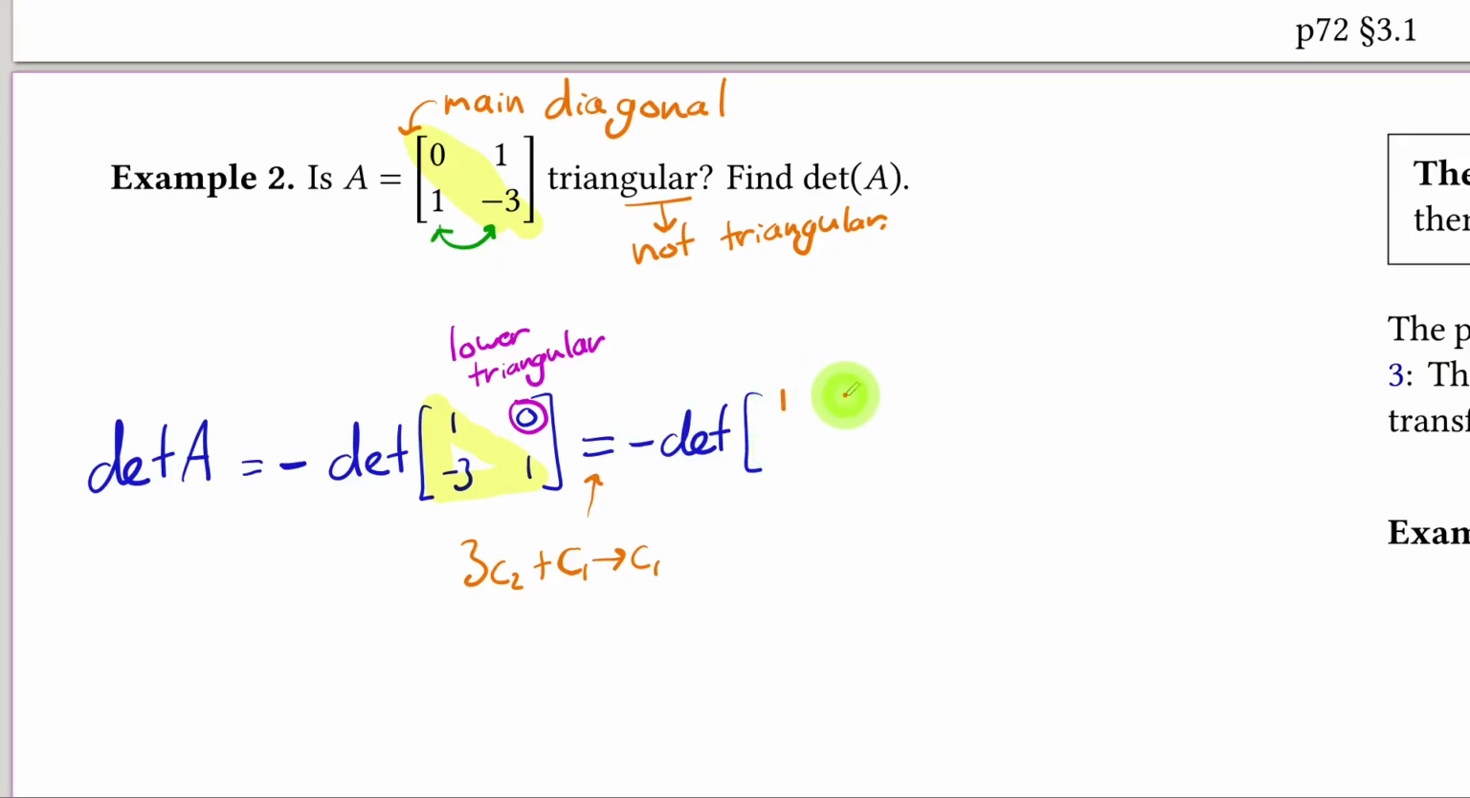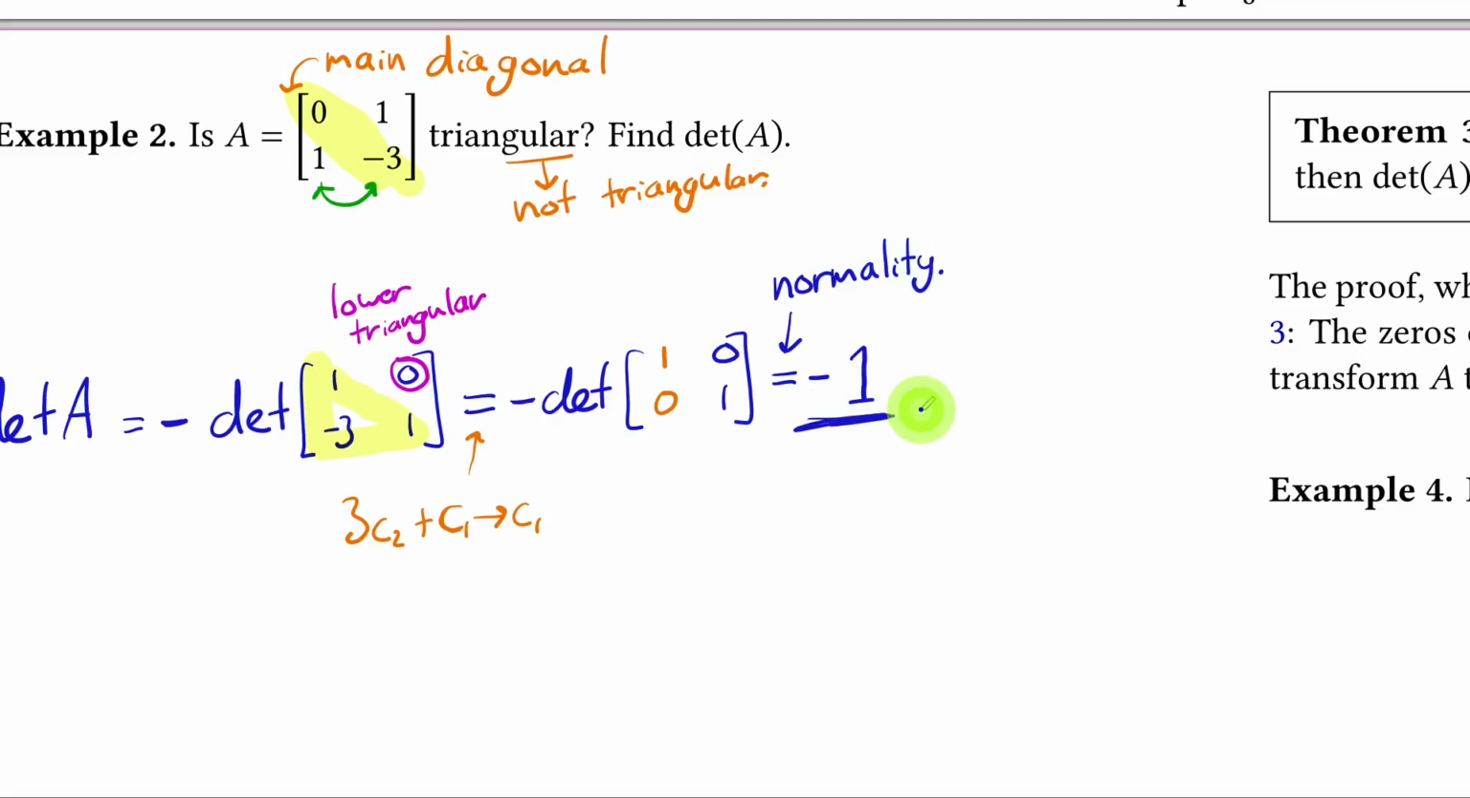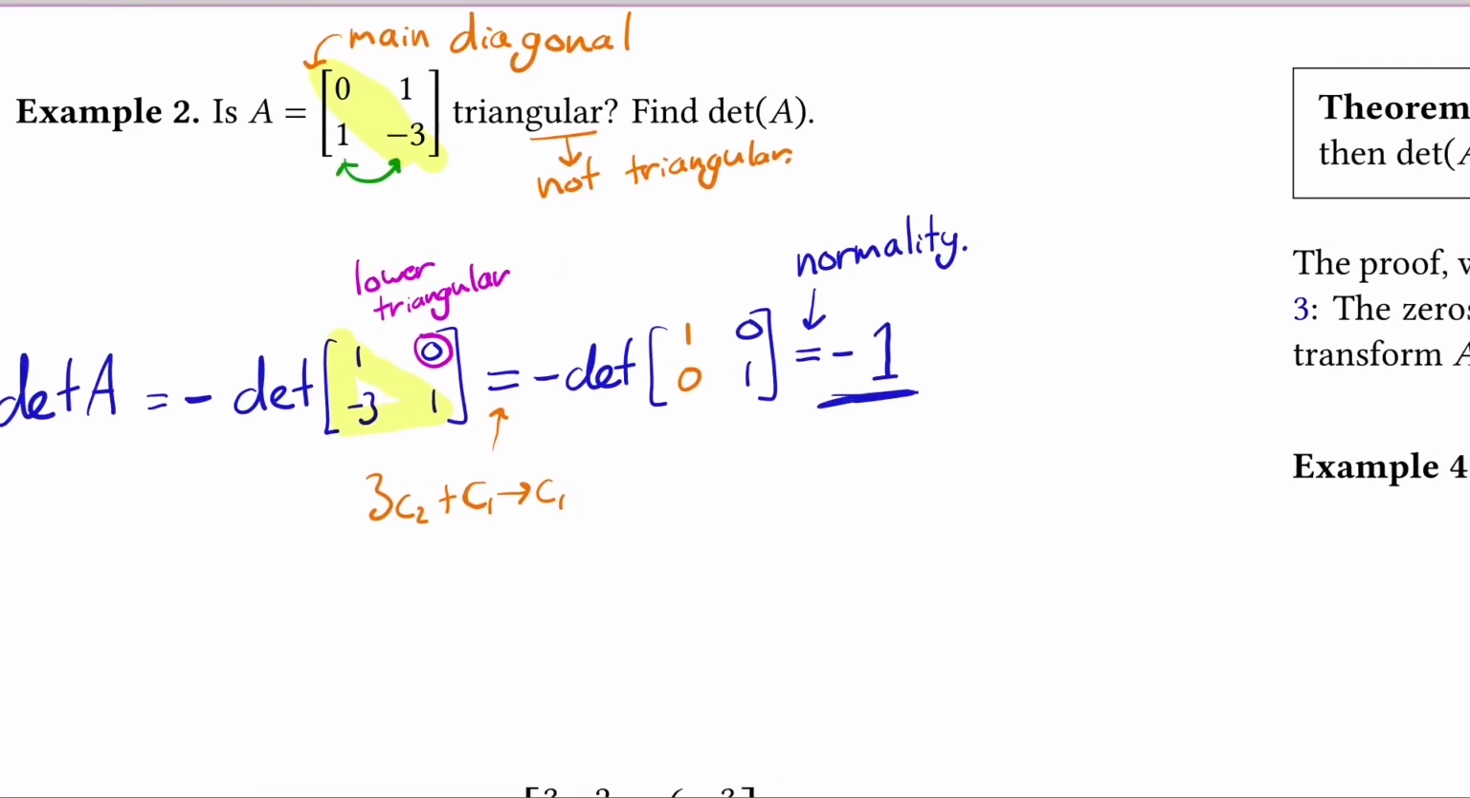1 plus 3 times 0, -3 plus 3 times 1, and the second column is unchanged. And this is 1 because of normality, because we have the identity matrix now. So the determinant of A is -1.